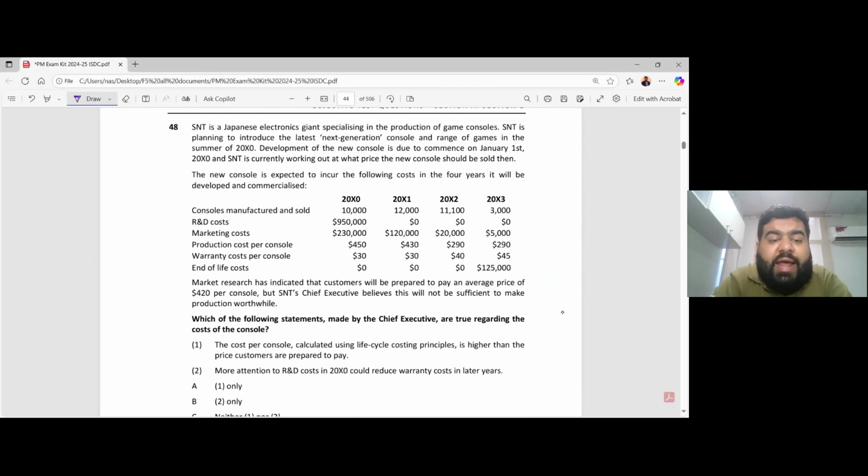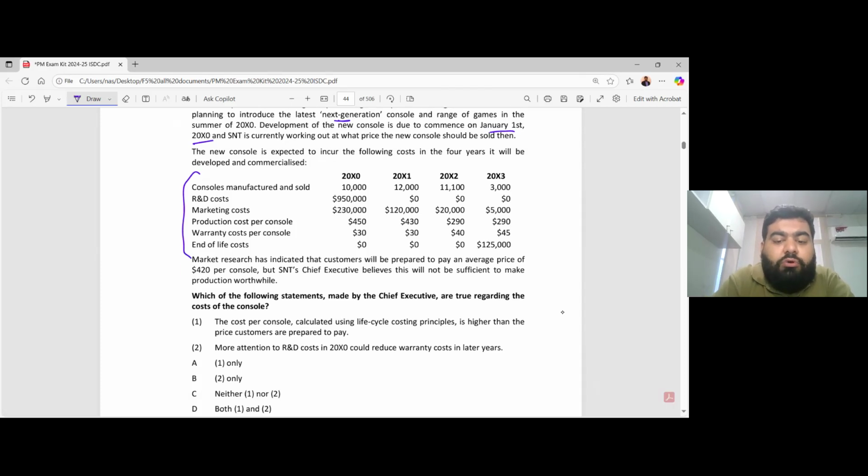Now there's another question. SNT is a Japanese electronics giant specializing in production of game consoles. SNT is planning to introduce the latest next generation console and range of gaming in the summer of 2000. Development of new consoles is due to commence on 1st January 2000, and SNT is currently working out at what price the new console should be sold. The new console is expected to incur the following costs over 4 years, which they have given you.